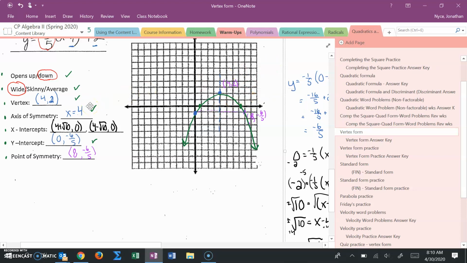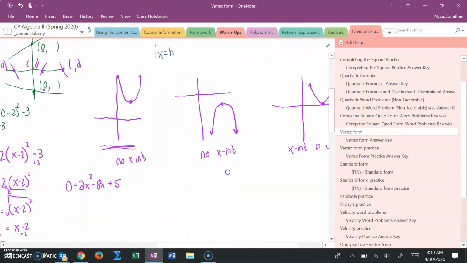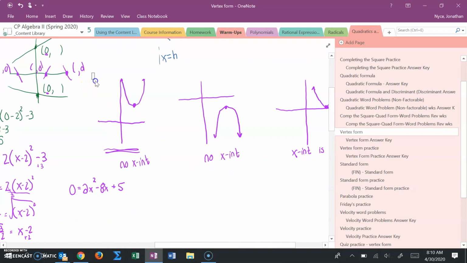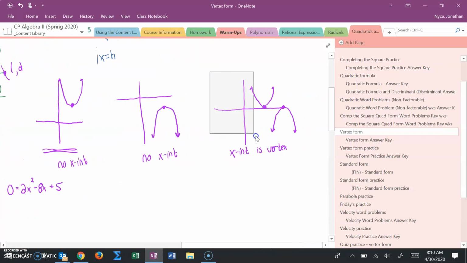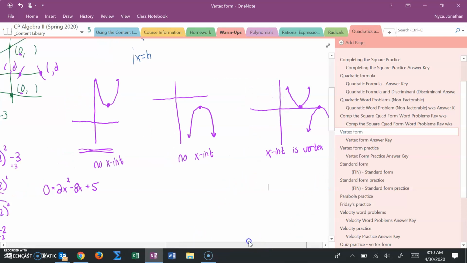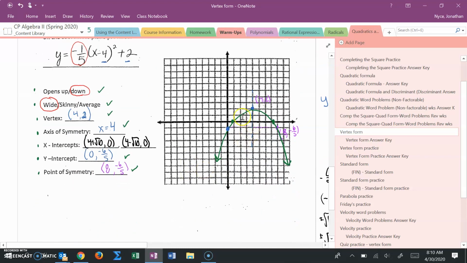X-intercepts take the most time, so we save them for last. Again, remember that if your graph is never going to cross the x-axis, there are no x-intercepts. You have something like this. You have something like this. Or if the vertex is on the x-axis, then your x-intercept and your vertex are the same point. That's why we save them for last. Sometimes we can save ourselves some time.